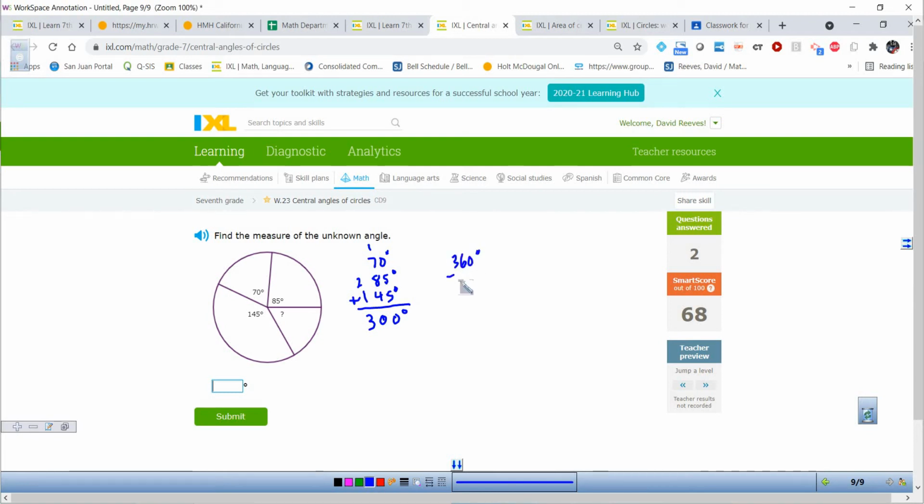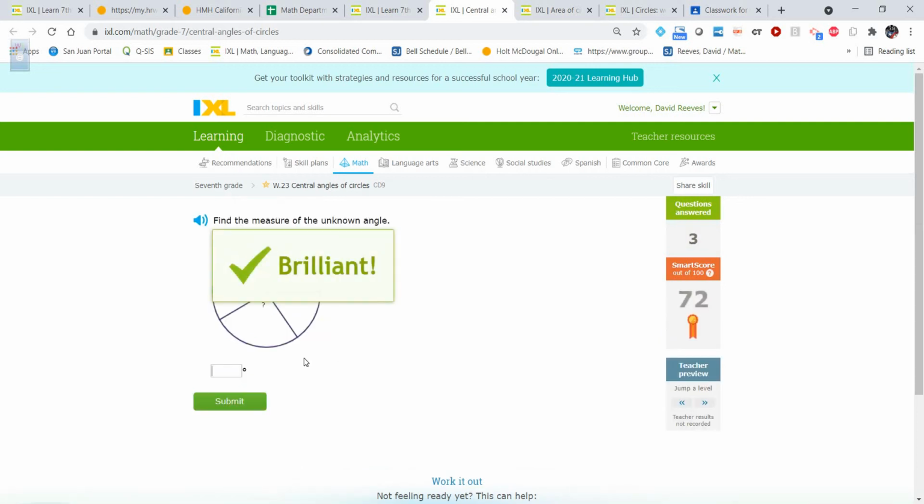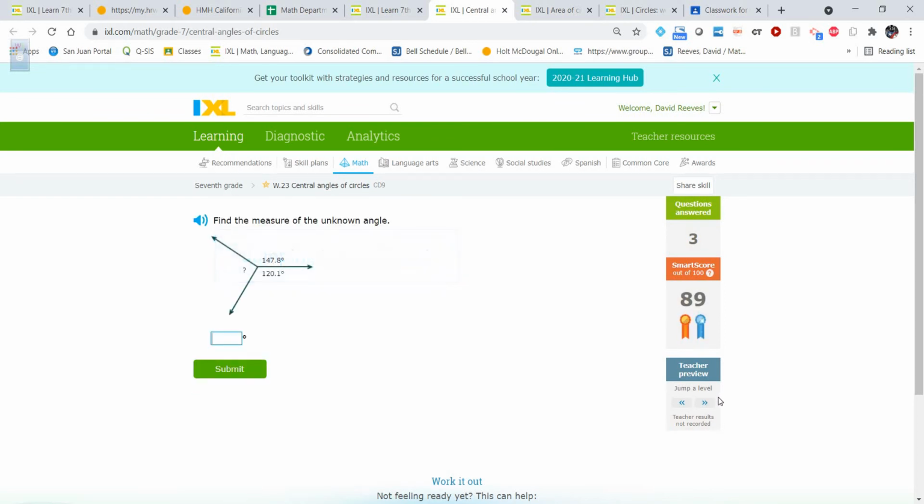Well, 360 minus 300, that's going to give me 60 degrees. All right, so this angle here is 60 degrees, which again makes sense. There's 70 over here. It's a little smaller than 70, a little smaller than 85. We get 60 degrees. By the way, it is okay to use a calculator if you need to. It's just that they've been giving us numbers that really aren't too bad to add up. All right, let's see here. Let's go all the way up.